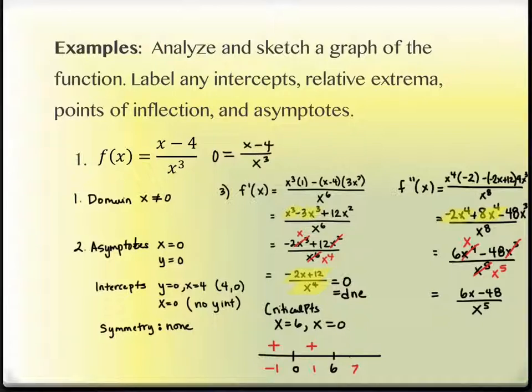So what this is telling me is that from the left-hand side until I get to the asymptote at x equals 0, the graph is increasing, correct? And then it's increasing again after the asymptote until I get to 6. And then from 6 on, I've got a decreasing graph. So what is happening then right at 6? There's a maximum there because it goes from increasing to decreasing. So I have a max at x equals 6. Okay?